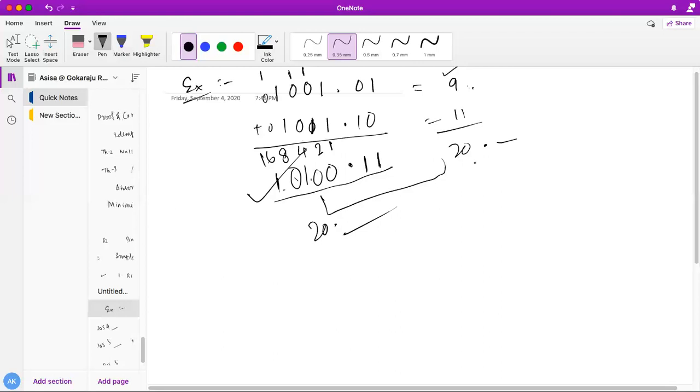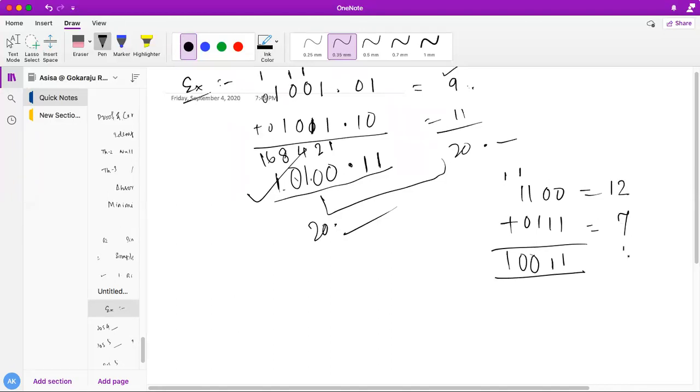Okay, additions. I'll give you one more very simple example. Let's say 1100 plus 0111. What you need to do here is simply add: 1 plus 1 is 0, carry will be 1, 1 plus 1 is 0, carry will be 1. Here nothing else is there, so it will come up. This is actually 12, this is actually 7, so you get 19. How can you cross verify? This is 2 to the 0, 2 to the 1, 2 to the 2, 2 to the 3, 2 to the 4. You can see 2 to the 4 is 16, plus 2 plus 1, so 19.